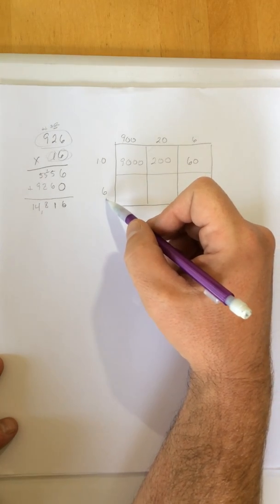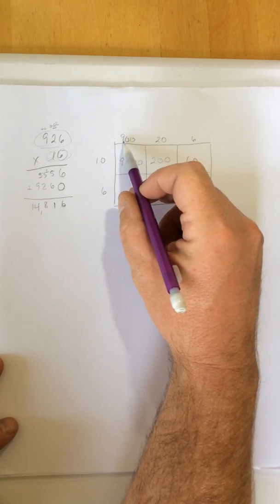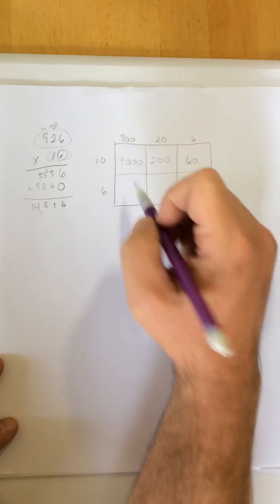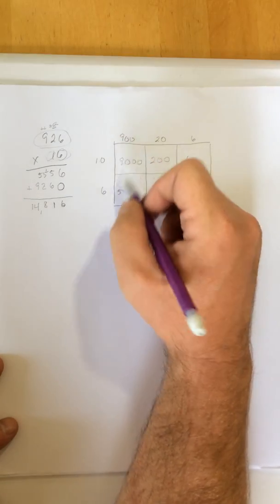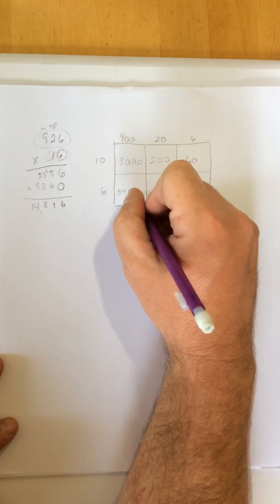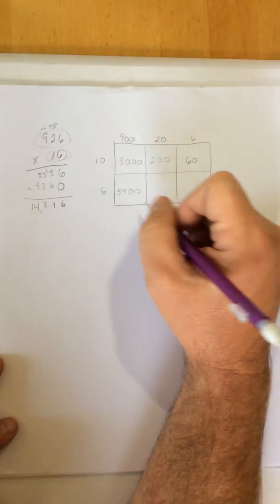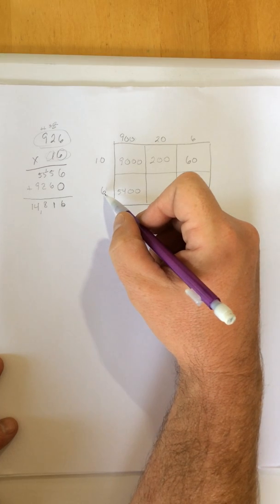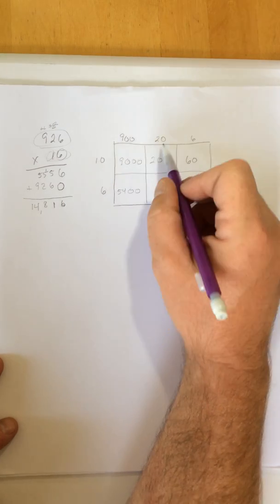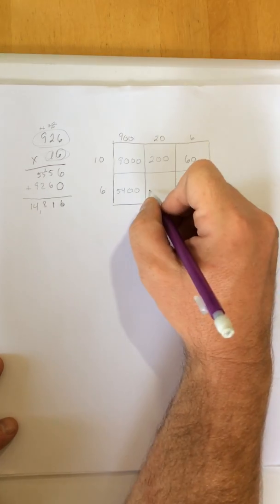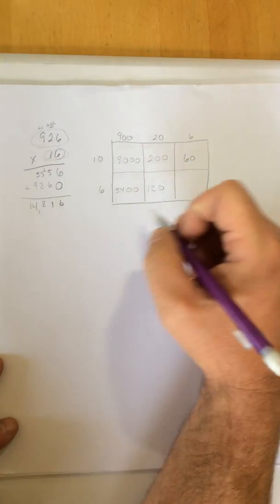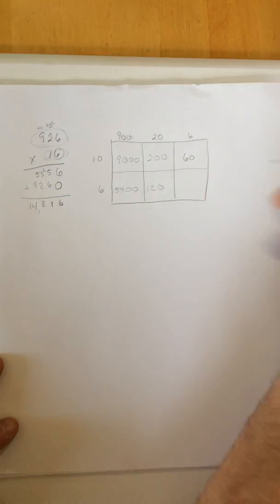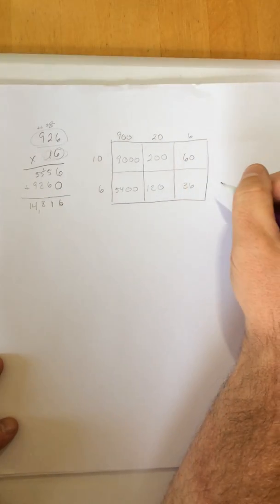Now we're going to go to the bottom one. We're going to multiply 6 times 900, or 6 times 9, which is 54. And I have 2 zeros here, no zeros there, so I'm going to put the 2 zeros that I have in my box. Then we're going to go to the middle. 6 times 20, or 6 times 2, which is 12. And I have 1 zero that I'm working with. And my last one, 6 times 6, is 36.